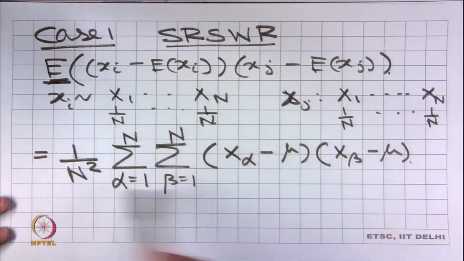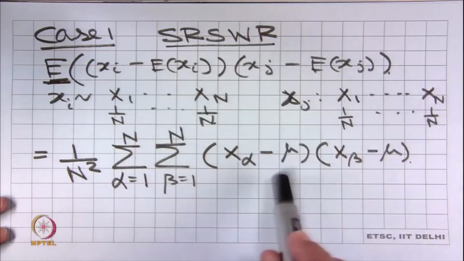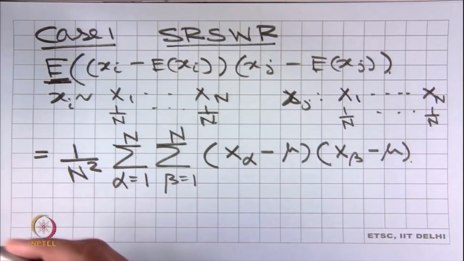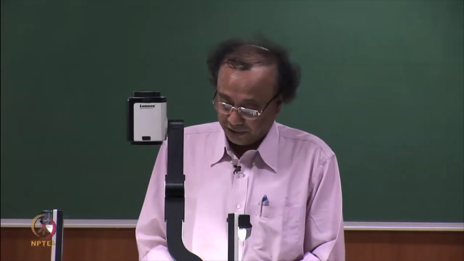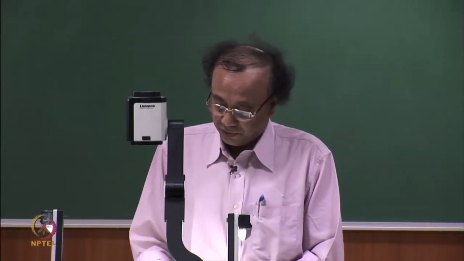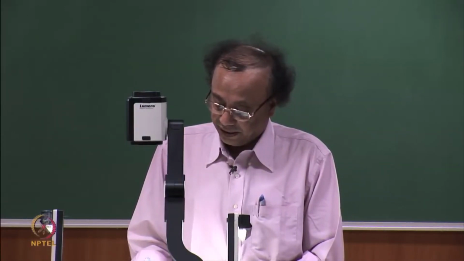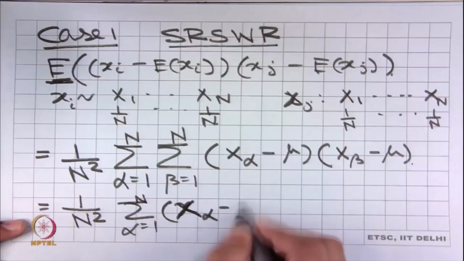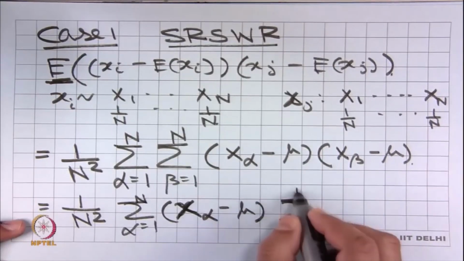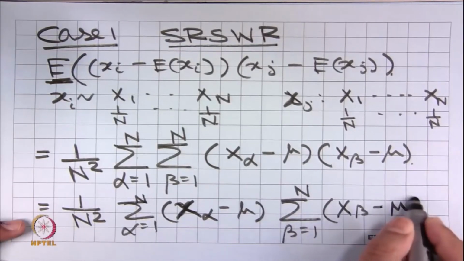And now, I am taking the expectation. So, for each x alpha and x beta, I am looking at the product terms, and then I am summing it up over beta equal to 1 to n, alpha equal to 1 to n, and what we are getting is 1 upon n square sigma alpha equal to 1 to n x alpha minus mu, sigma beta equal to 1 to n x beta minus mu.